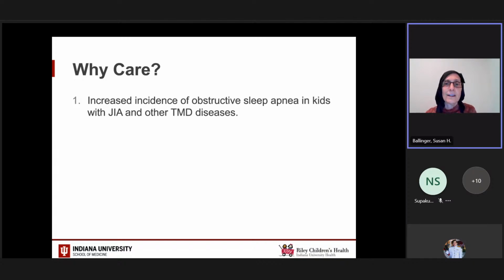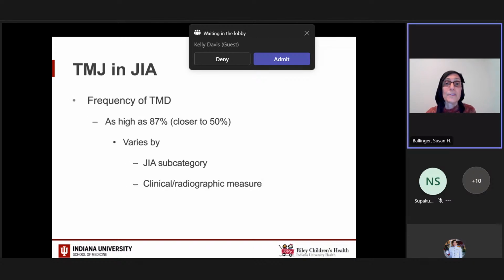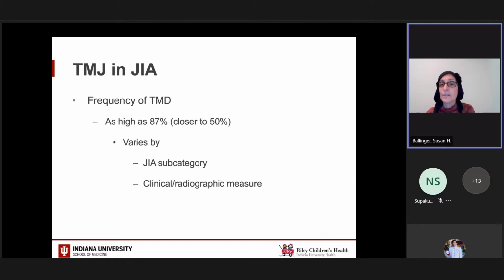And finally, if I didn't say this, I would have missed everything Dr. Matthews has tried to teach me over the last couple of years, and there is a known increased incidence of obstructive sleep apnea and all the problems that go along with that in kids with JIA and TMJ disease because of the way the jaw changes, and you decrease the aperture of the throat with TMJ disease. There is a frequency of TMJ disease that can be as high as 87%, probably closer to 50%, depending on the articles you read, and it varies by subcategory and varies also by how we're doing the clinical and radiographic measures.